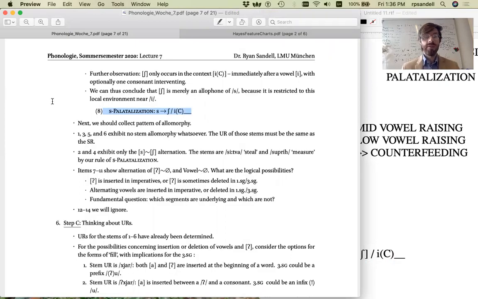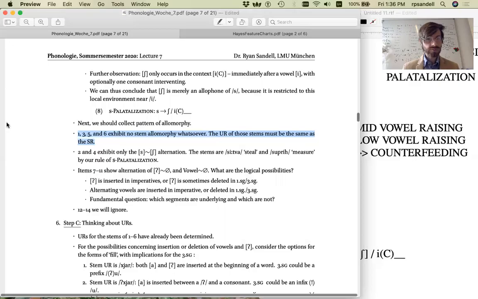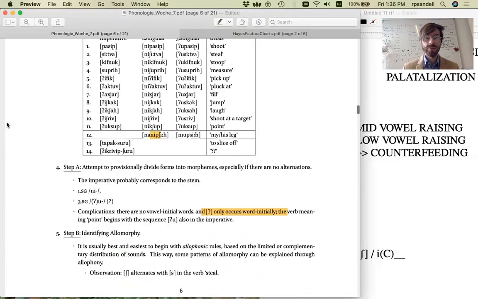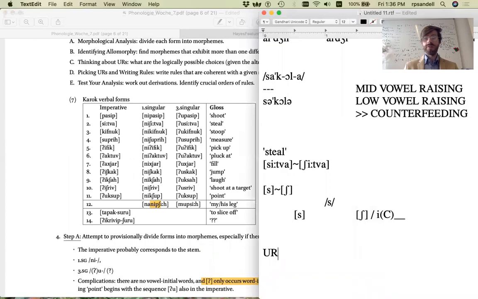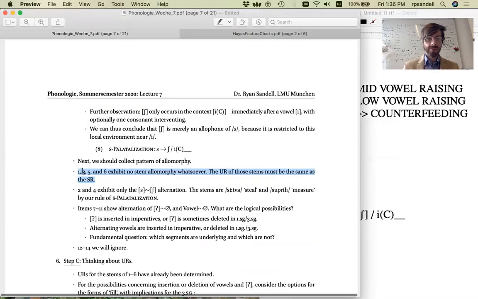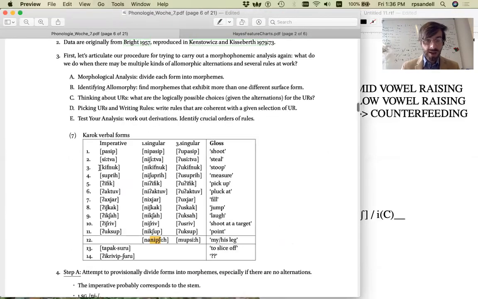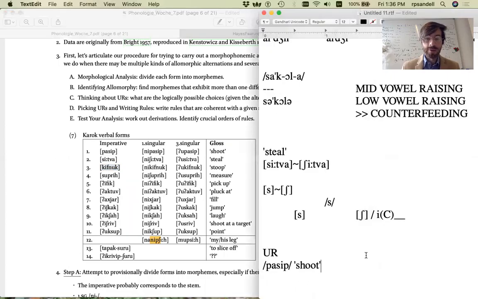Let's now try to systematically collect patterns of allomorphy. So if we look at rows number 1, 3, 5, and 6, there is no stem allomorphy whatsoever. So row 1, I'm going to systematically establish the underlying representations. Row 1, we always see the form passive for shoot, for the verb shoot. Row, let's see, it was also 3, 5, and 6. There, the form of the stem is always kiefnuk, stoop.